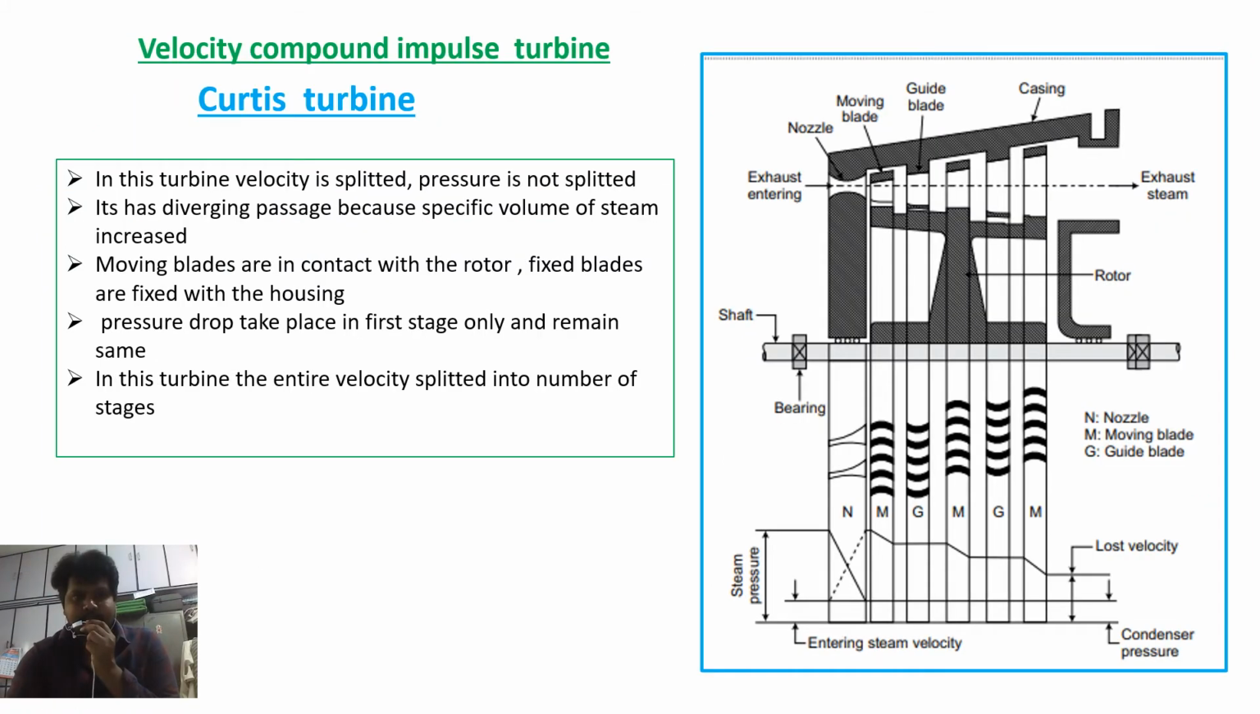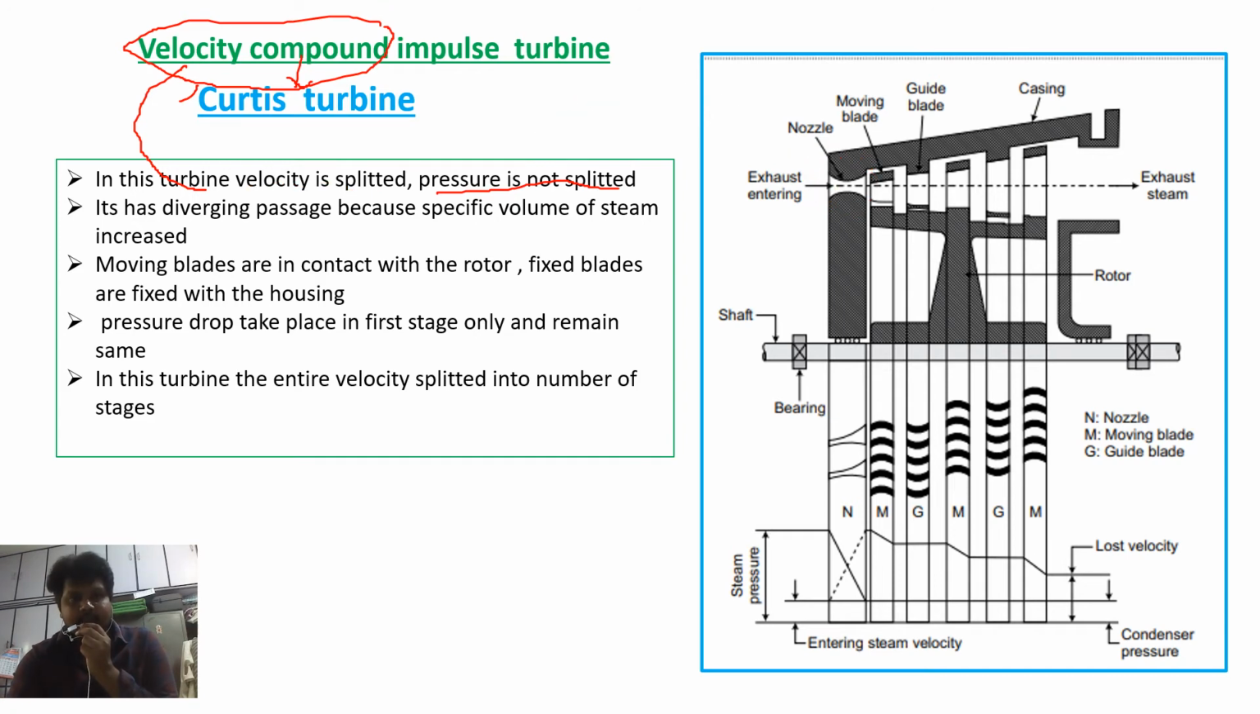Now let us discuss the Curtis impulse turbine. This is also a compound impulse turbine, but it is a velocity compound. It is not a pressure compound. Velocity compound means velocity is split, pressure is not split, which means here velocity is decreasing stage by stage, but pressure is not split because here it has only one nozzle. Here you can see in this figure, it has only one nozzle.